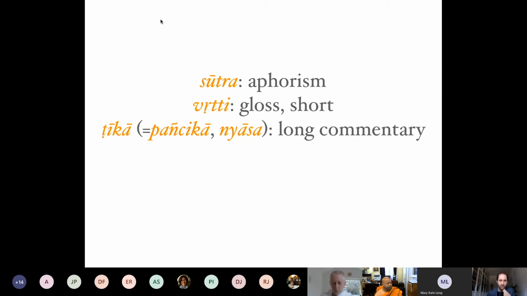It's a long commentary. Sometimes instead of tika, it's called a panchika, like an expansion of the meaning, or the nyasa, meaning the support or the assistance to the reading of the vritti, etc. This third layer of commentary incorporates the second one. So the tika would comment on vritti and sutta also.